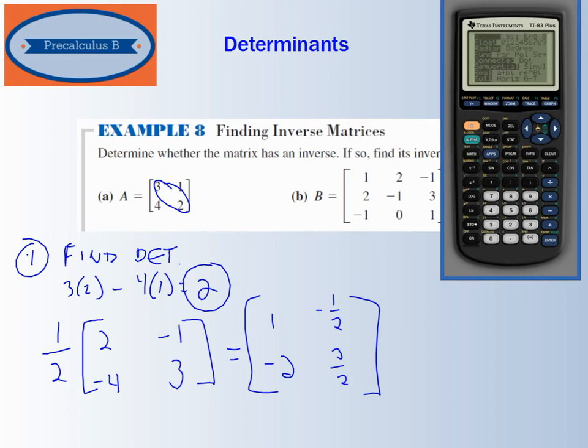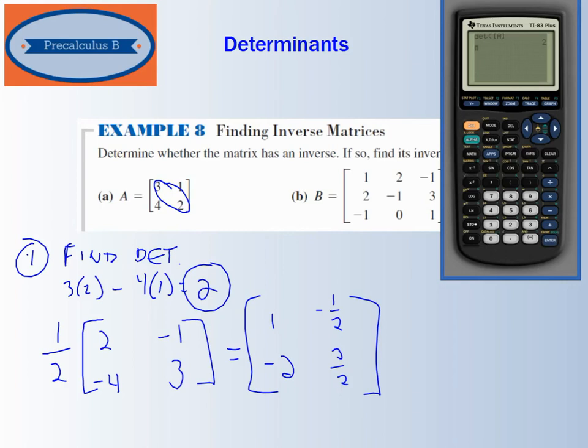Now I can go back in there, matrix. And now the interesting thing is, well, what do I do now? Well, now I can come into math and I can say, what's the determinant of, go back in there, matrix A. Did we do that correctly? We did. We got 2. The determinant was 2. So far, so good.